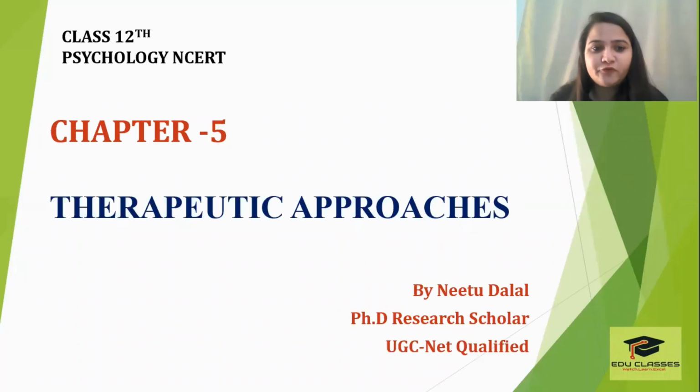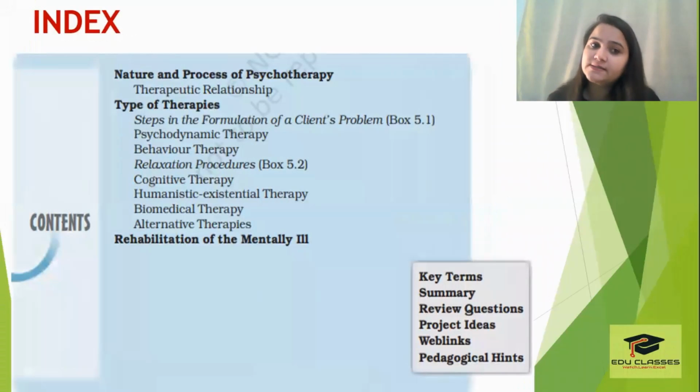We have been doing chapter 5, Therapeutic Approaches. We've already covered video 1 of this chapter, wherein we have discussed topics of nature and process of psychotherapy. We'd also started with types of therapies, and we have covered psychodynamic therapy in chapter 5, part 1. So in today's video, we will be primarily focusing on the rest of the therapies, which is your behavior therapy, cognitive therapy, humanistic existential therapy, biomedical therapy, alternative therapies, and we'll also look at how rehabilitation of mentally ill is done. So without wasting any more time, let's get started.